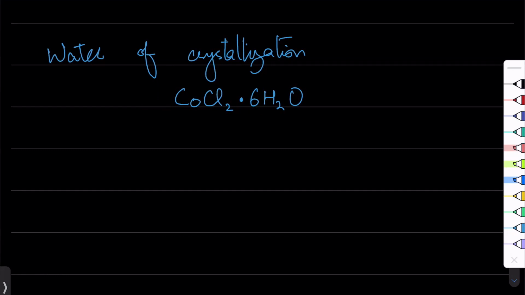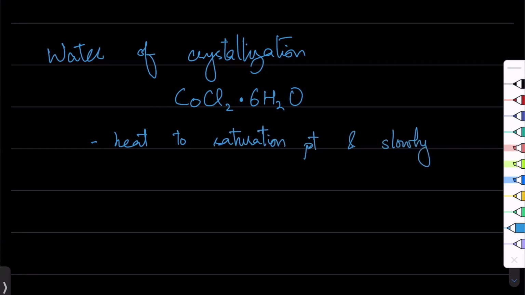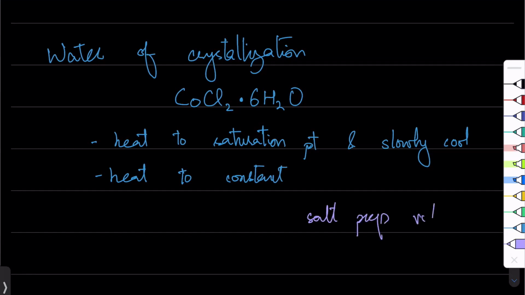And how do you make sure that when you're heating things, they don't go away? If you want to keep water of crystallization, you heat to saturation point and slowly cool. This way, water of crystallization remains. But if you want to get rid of it, you heat to constant mass. We talk about this in detail on the salt prep, which is another video that I've uploaded for you guys, so you can go over there.